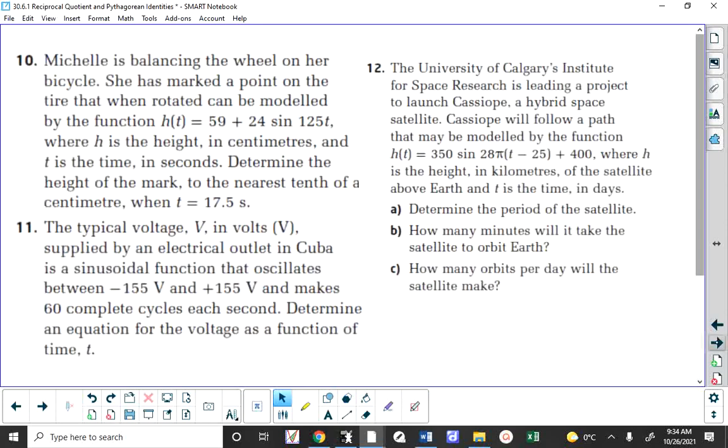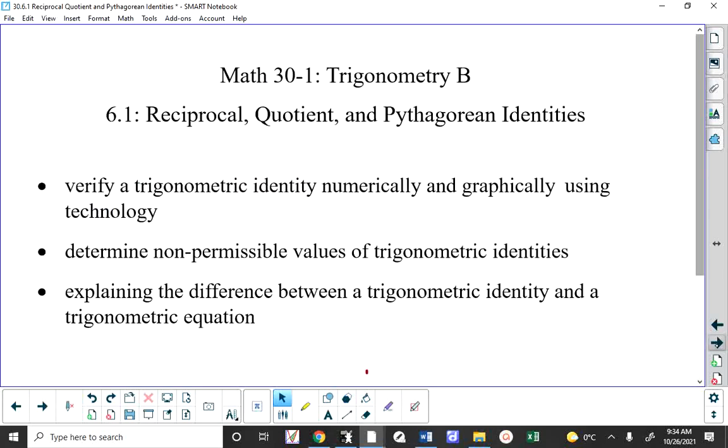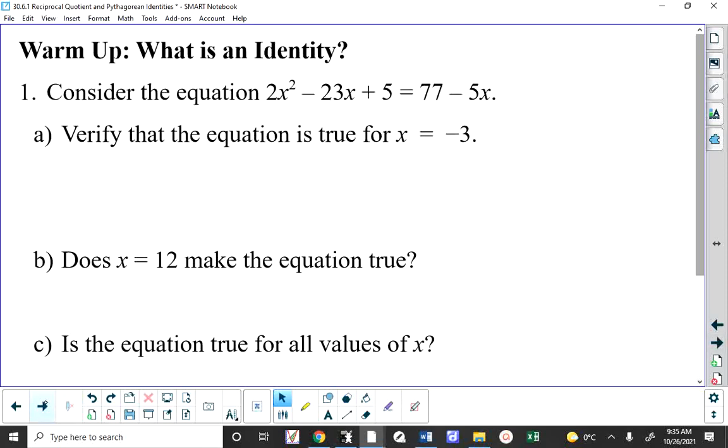All right, we're going to get started on the next lesson now, which is dealing with identities. We're going to be verifying identities, specifically trigonometric identities, numerically and graphically. We're going to be determining and talking about non-permissible values of identities and working with identities in general. So we're starting off with an algebraic, non-trigonometric warm-up.